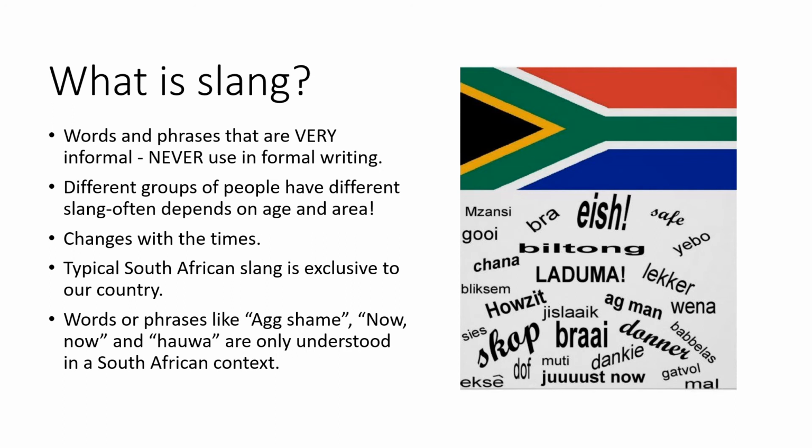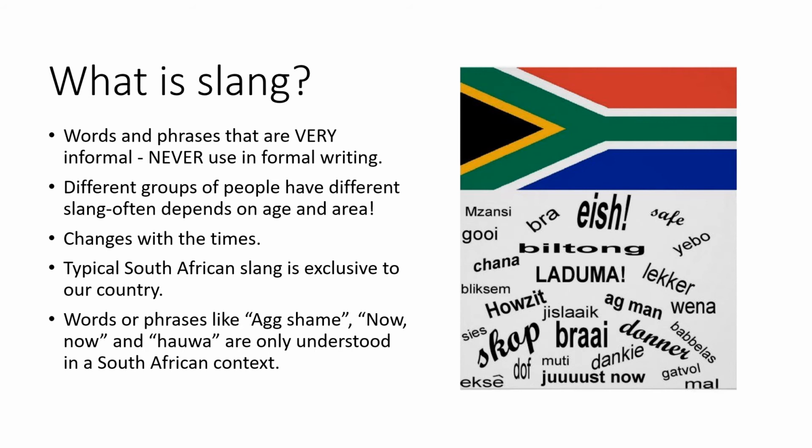Slang can be described as words or phrases that are very informal. We never use slang in writing or speaking at school unless it is completely and absolutely necessary. Slang is often unique to certain groups of people. Think of teenagers in the Gen Z era. The slang words I used when I was younger are very different to the ones being used now.